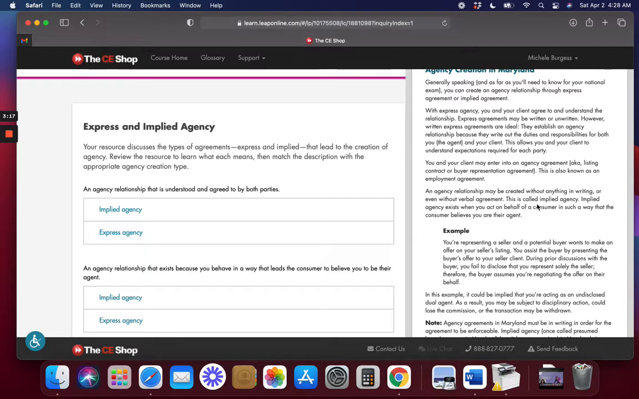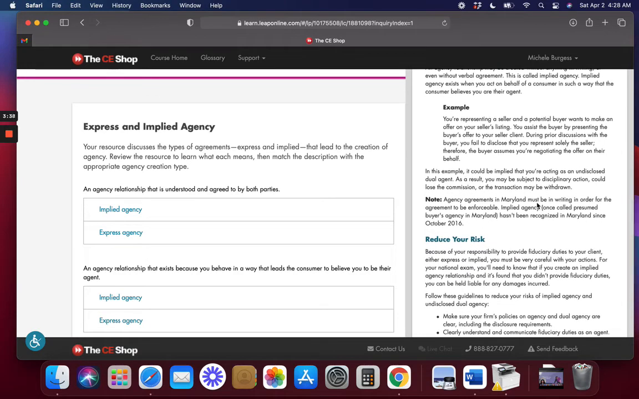You're representing a seller and a potential buyer wants to make an offer on your seller's listing. You assist the buyer by presenting the buyer's offer to your seller. During the prior discussions with the buyer, if you fail to disclose that you represent the seller, the buyer assumes you're negotiating the offer on their behalf. In this example, it could be implied that you're acting as an undisclosed dual agent, which means you're representing the buyer and the seller. And as a result, you may be subject to disciplinary actions if you do not make that notice up front.